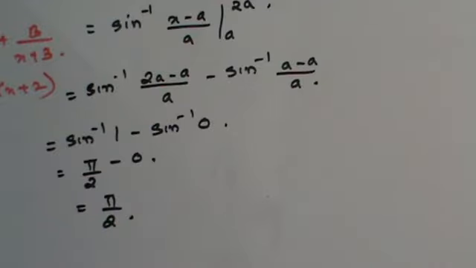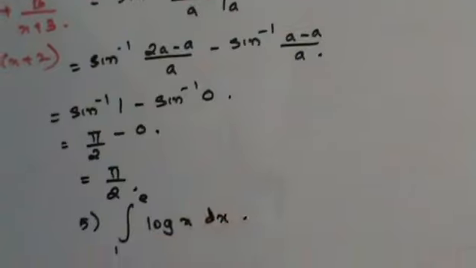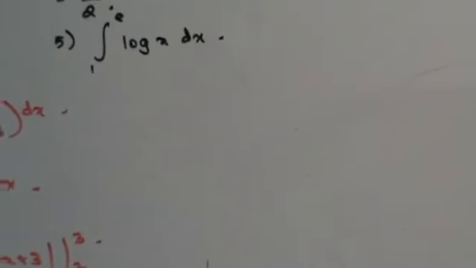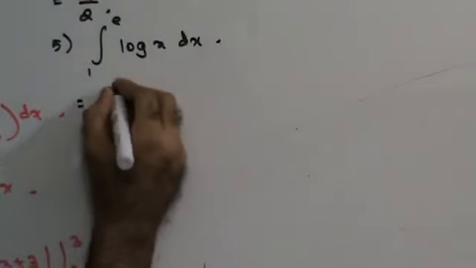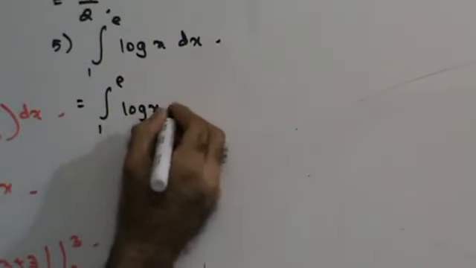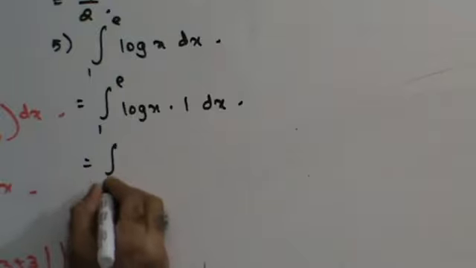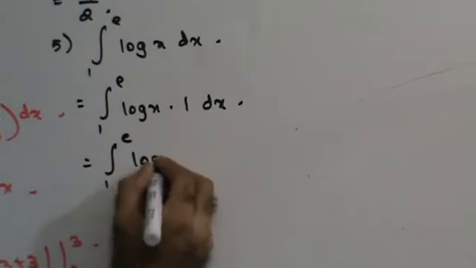Next, let's see the next one, guys. Integral of 1 to e log x. We do not have a formula for log. So how do I solve this? This is 1 to e log x into 1 dx. Log x can be written as log x into 1. 1 can be written as x raised to 0.